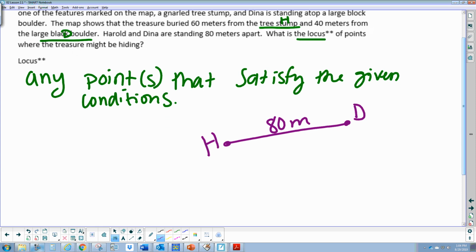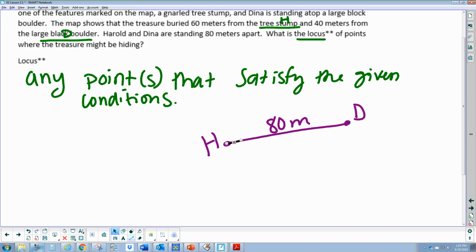So let's visualize all of the possible points that could be 40 meters away or 60 meters away from Harold. Okay, so I'm just going to take this line and I'm going to make it, here's 80 meters, so about this long. Now, if I rotate this all the way around and I keep it at 60 meters, all of these points are the same distance away from Harold. They are all 60 meters away from Harold.